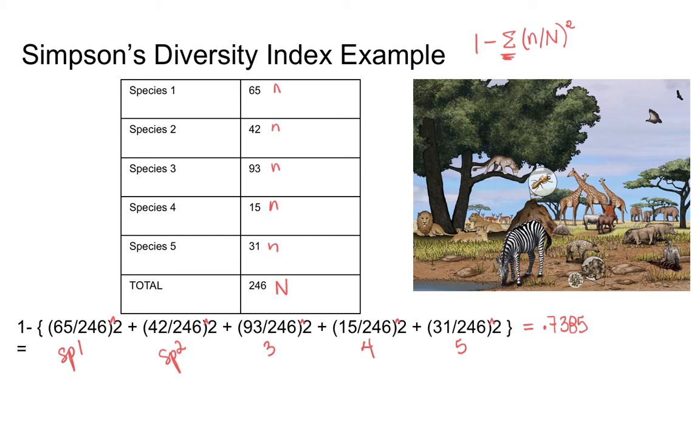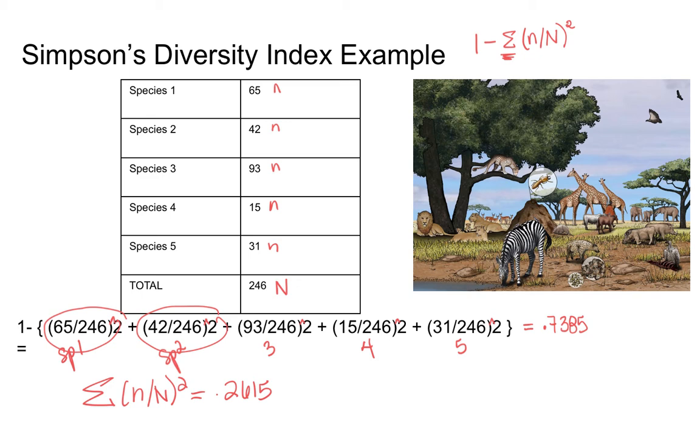Now, if we broke it down and looked at just what the summation is equal to, the summation part itself of little n over big N, all raised to the power of 2, is actually equal to 0.2615. How did I get that? I got that by just adding these parts together, okay? Not doing the 1 minus, just working out 65 over 246 raised to the power of 2 plus 42 over 246 raised to the power of 2, et cetera, et cetera, okay?